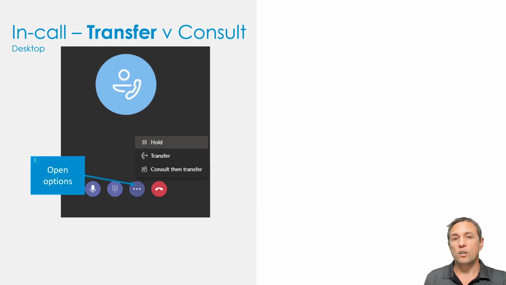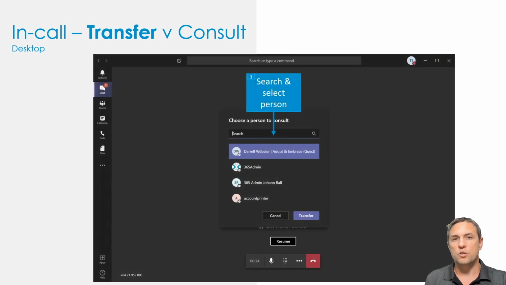So now we're going to take a look at transfer and consult then transfer. In the example of a transfer, we again go to the more options menu, we select transfer. That is going to pop up this search window where we can look for people or type numbers. Okay, and then we simply hit the transfer button, and that's essentially a blind transfer. That means it's going to transfer the call and hang your call up immediately.